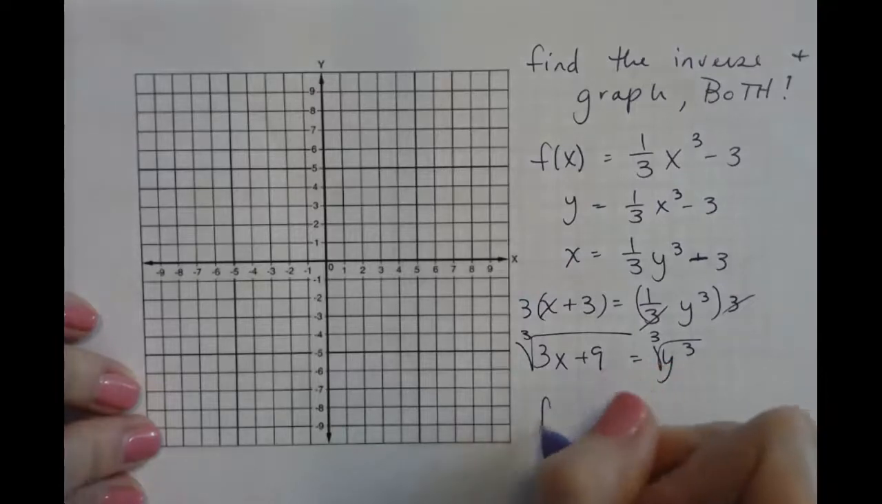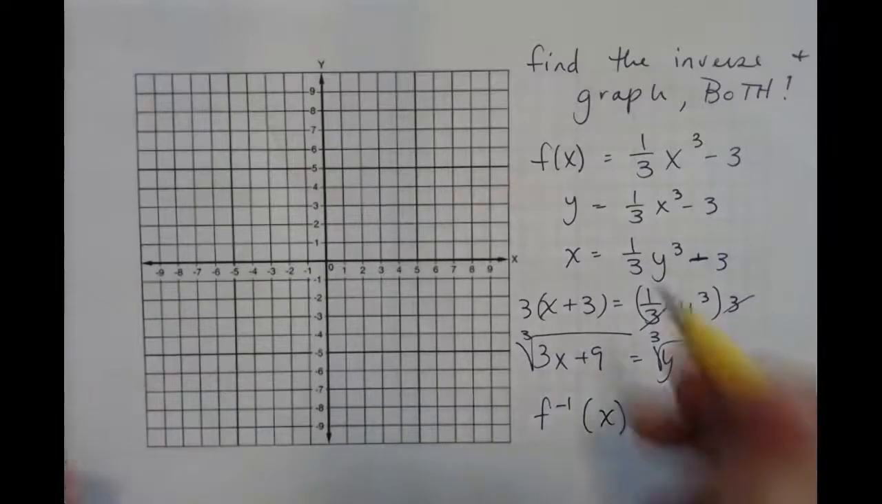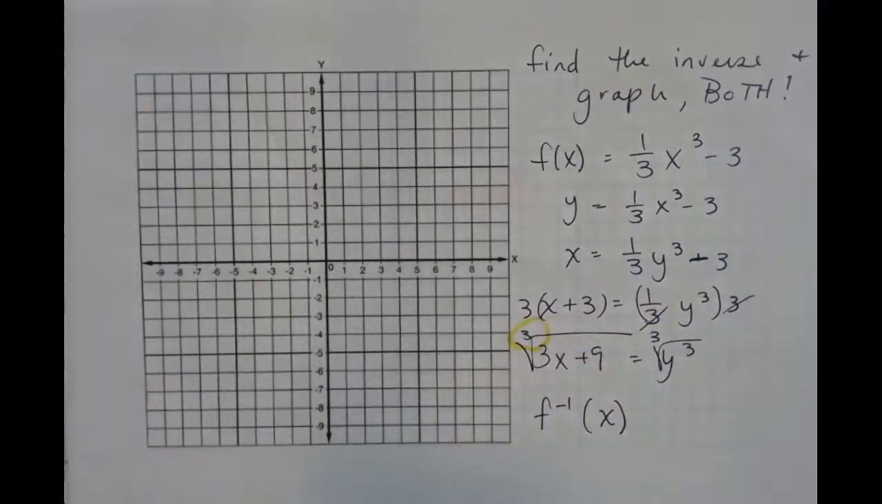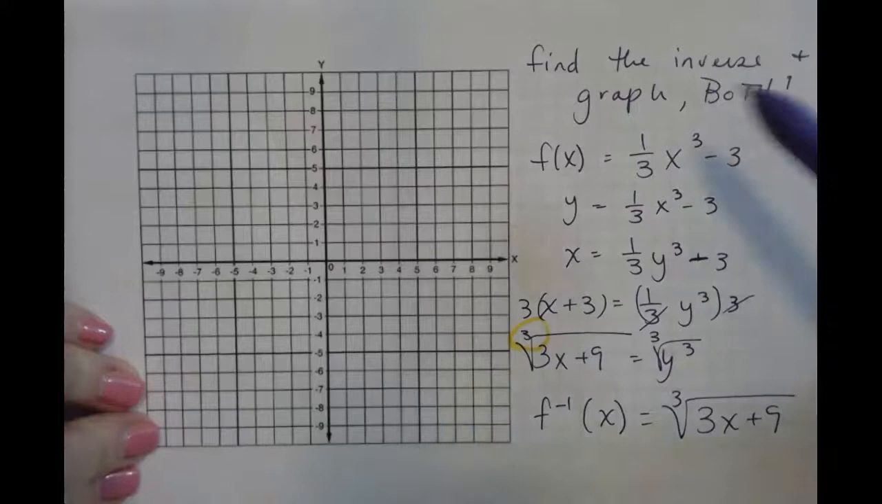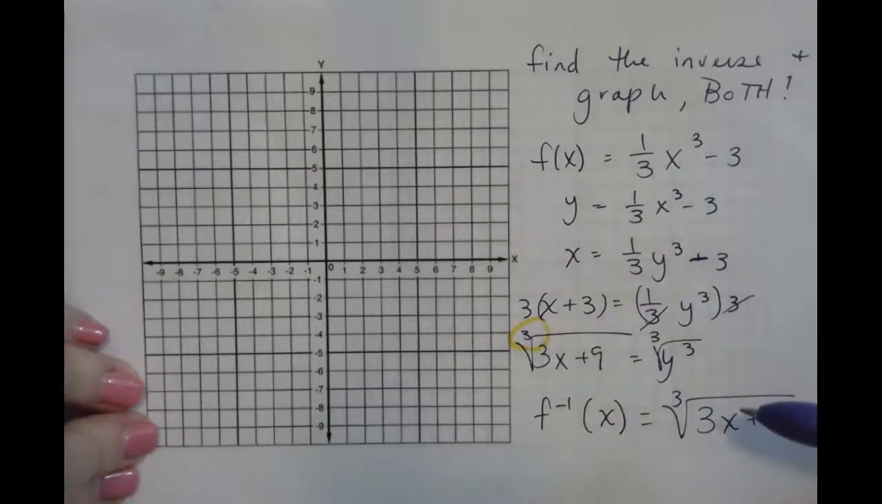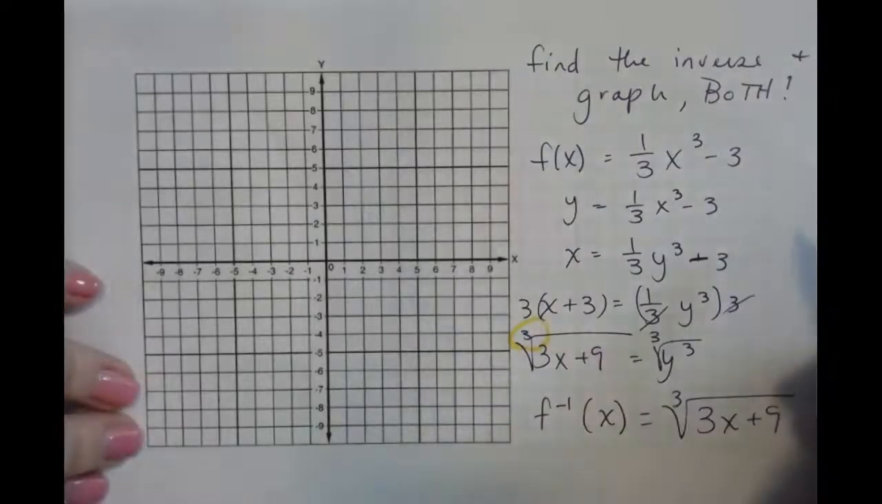Now, as I'm writing the inverse here, remember this is a cube root function, and a cube root function does not have a domain restriction. So we are in the clear. The function is a one-to-one function, and its inverse is also going to be a one-to-one function. Both of them have no domain restrictions. So look at your function, think about what it should look like.